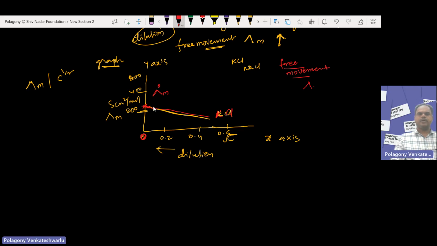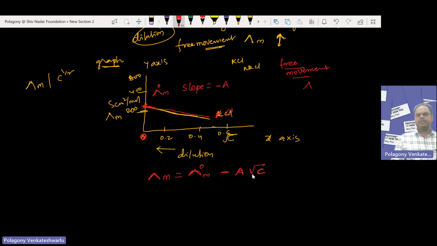At this intercepting point, the slope is equal to minus A. That means for the strong electrolyte, upon dilution, the molar conductivity increases with the decreasing of concentration of the electrolyte solution. Then we can write the formula: molar conductivity is equal to limiting molar conductivity minus A, where A is a constant, times the square root of the concentration.